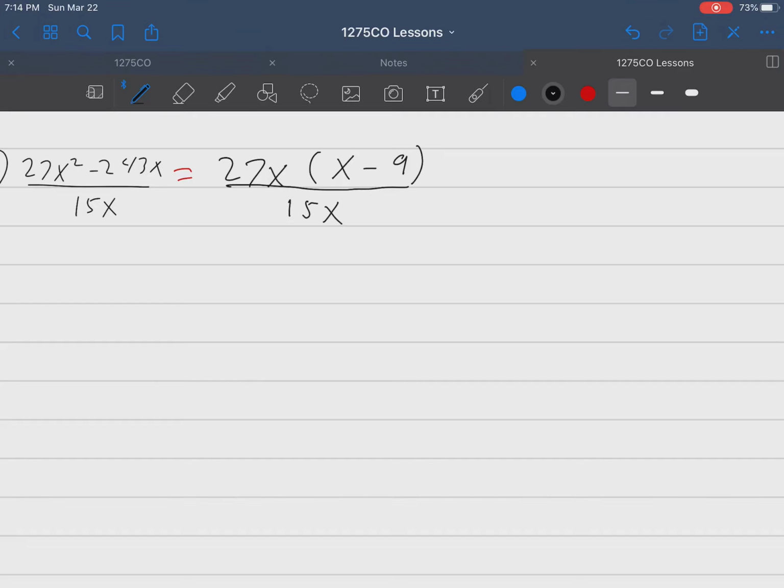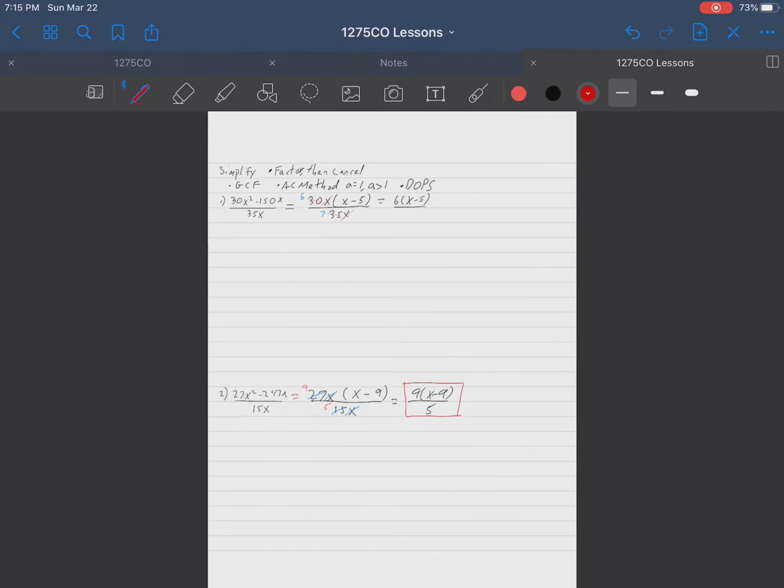On the bottom, that's 15x. So once again, x out here crosses out with x out there. 27 over 15 can reduce to, well, let's not use red. Divide by 3 is equal to 9. Divide by 3 is equal to 5. So our final answer is 9 times x minus 9 divided by 5. Once again, leave your answer in factored form.